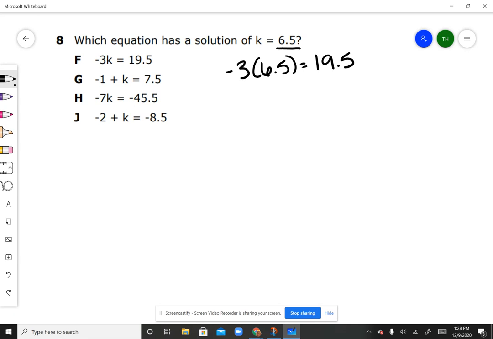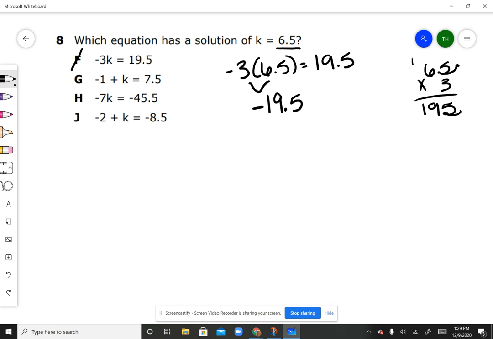I automatically know if I multiply a negative by a positive, I'm going to get a negative number. And my 19.5 is positive. So F is not the answer. If I wanted to finish this out, I could. 6.5 times 3. 3 times 5 is 15. 3 times 6 is 18, plus 1 is 19. Move my decimal out, and I'll have 1 to move back in. So I would get 19.5, but if I'm multiplying a negative times a positive, I know my answer is negative. So F is not the correct answer.